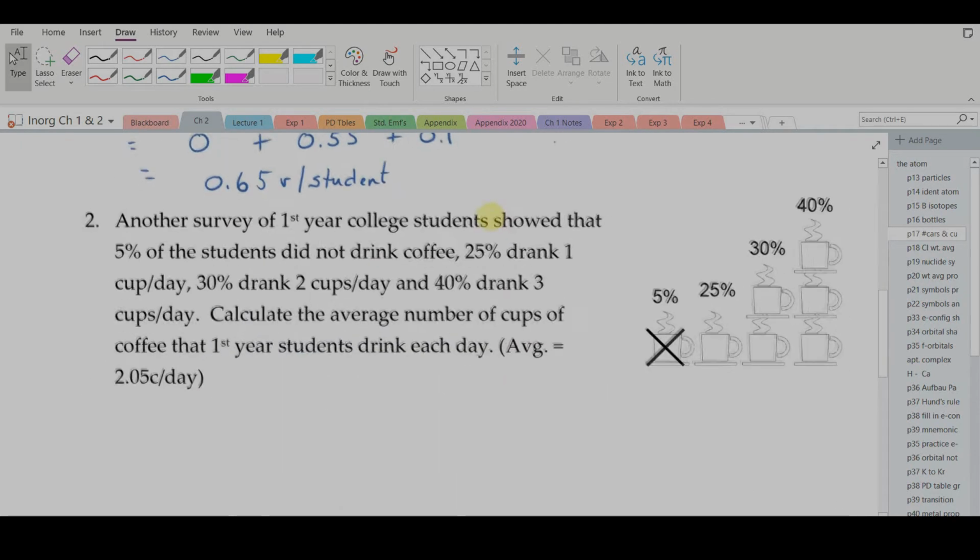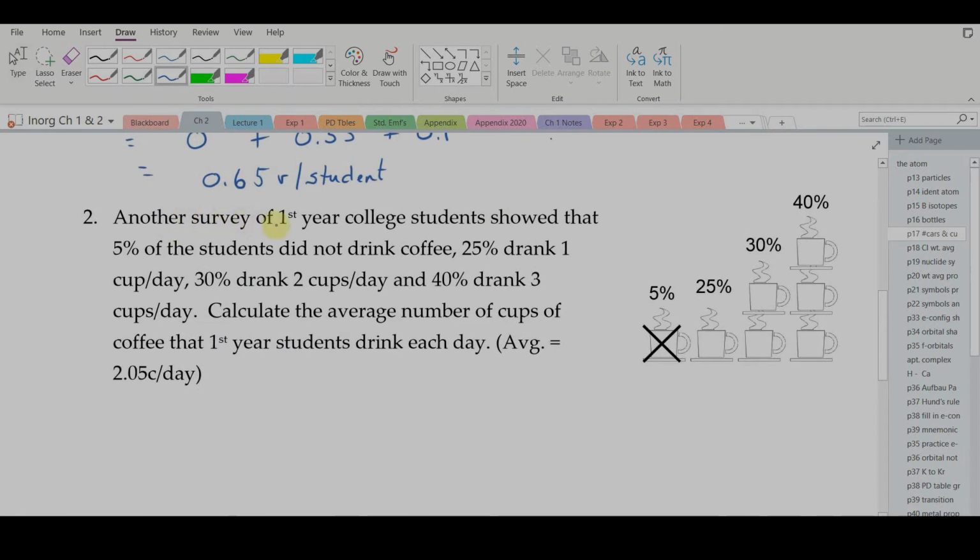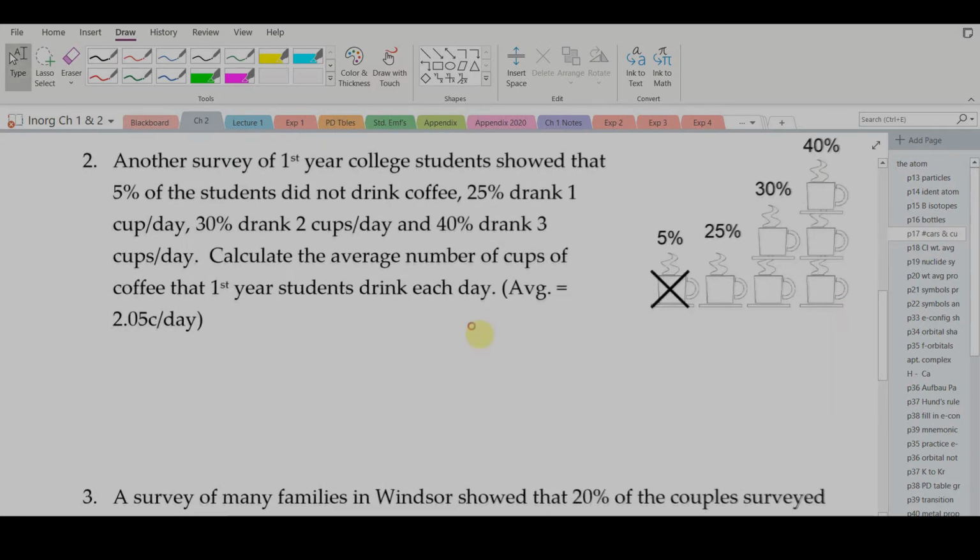Let's try another one. Another survey of first-year college students showed that 5% of students did not drink coffee, 25% drank 1 cup per day, 30% drank 2 cups per day, and 40% drank 3 cups per day. Wait till you get to work. Some people drink a lot more than that. What is the weighted average number of cups per day that this survey shows?